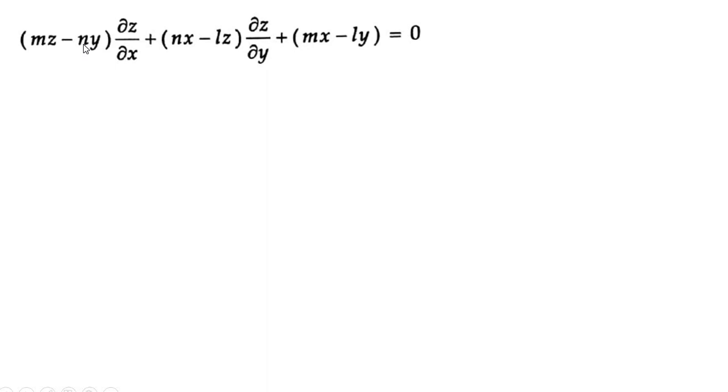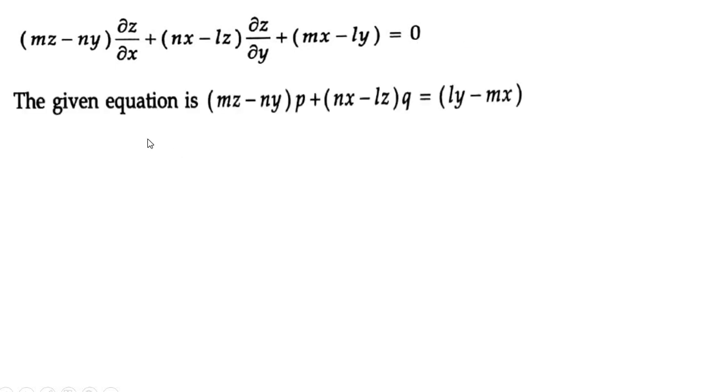Next we'll move on to the last problem now. Mz minus ny is capital P, nx minus Lz is capital Q and mx minus Ly is capital R. So take this capital R to the LHS. When you take this capital R to the LHS, mx minus ly can also be written as ly minus mx. So that will be a capital R. Right? It's the auxiliary equation. So what I have done here is I have shown that taking mx minus ly, when you take the negative term first, that will be ly minus mx.